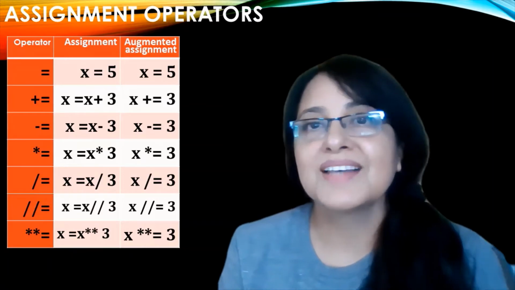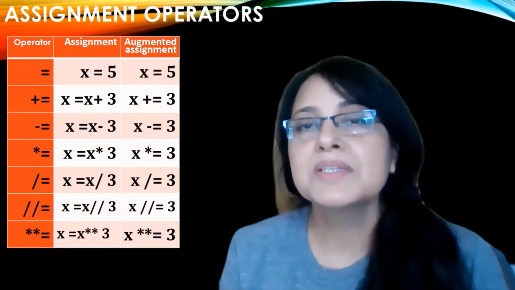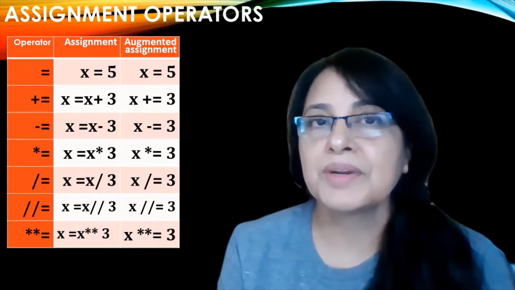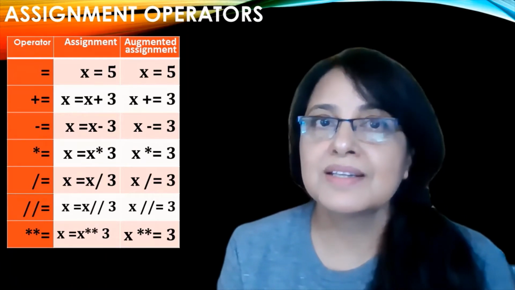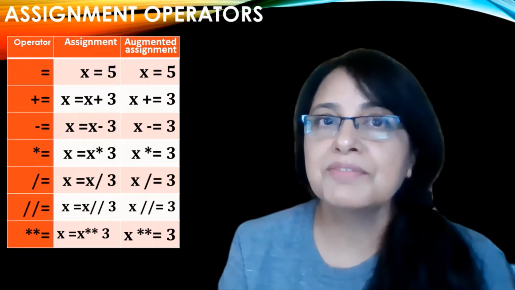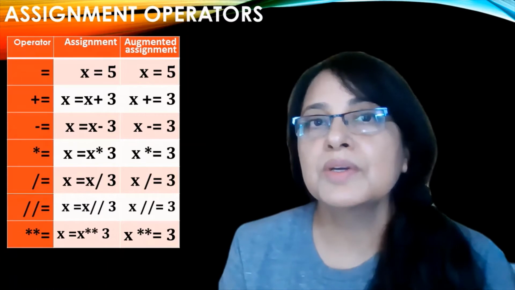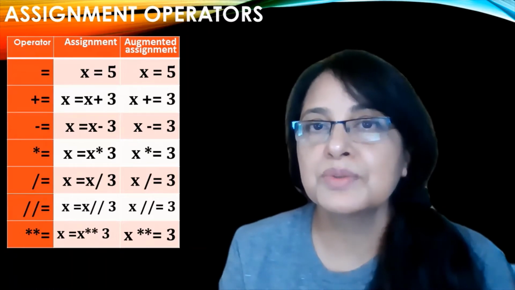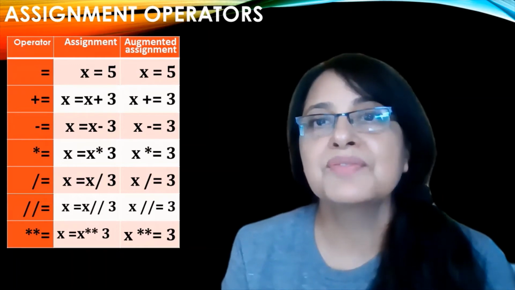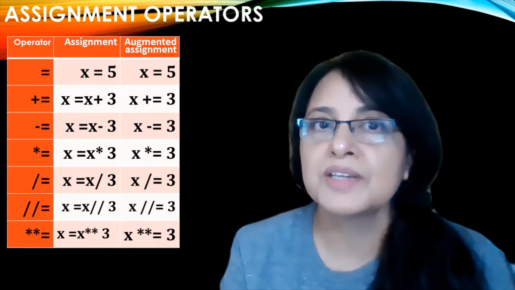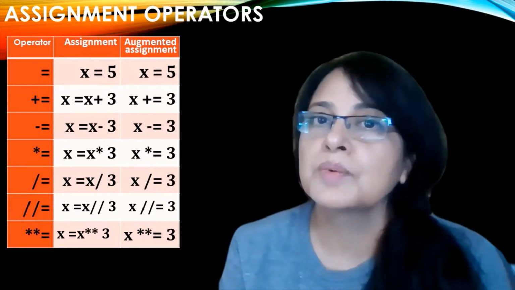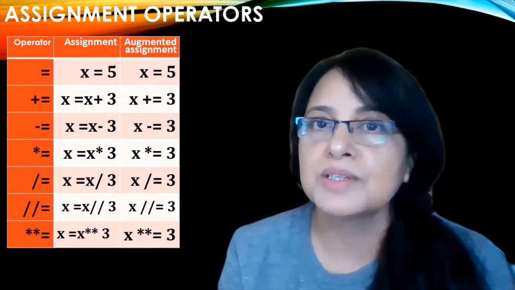We come to assignment operators. Assignment is an important part of programming. And we have the operator equal to, which basically says that assign this value to this variable. We also have plus equal to, where we're going to add a value to the variable and reassign it to the same variable. Similarly, for minus equal to, multiplication equal to, division equal to, or even floor division equal to, and even exponential equal to.